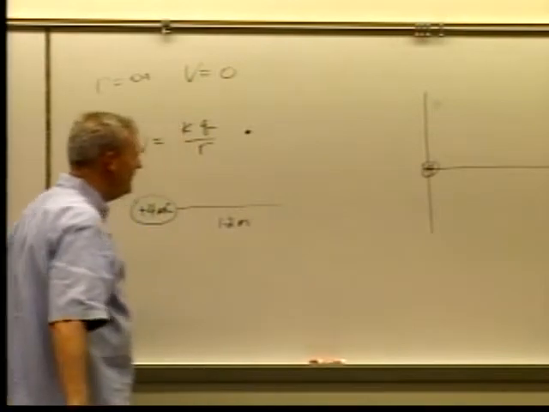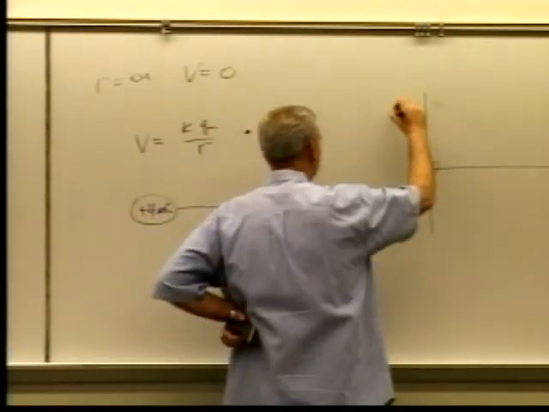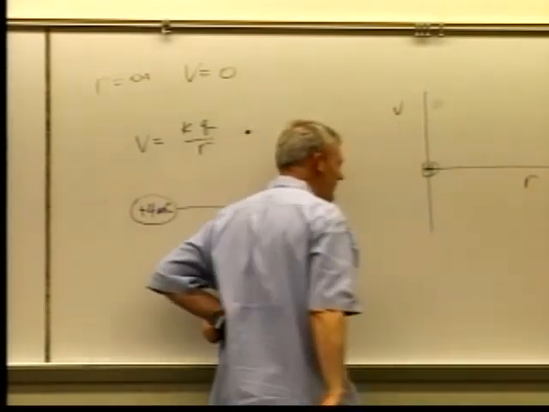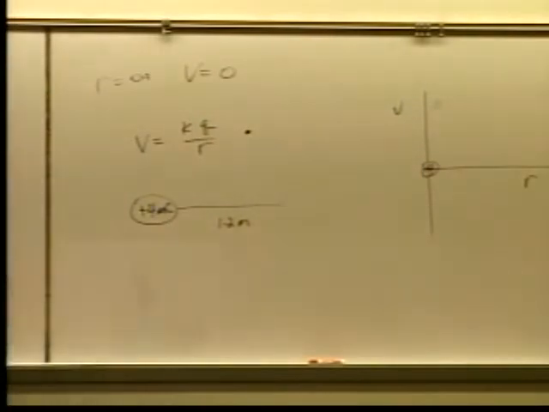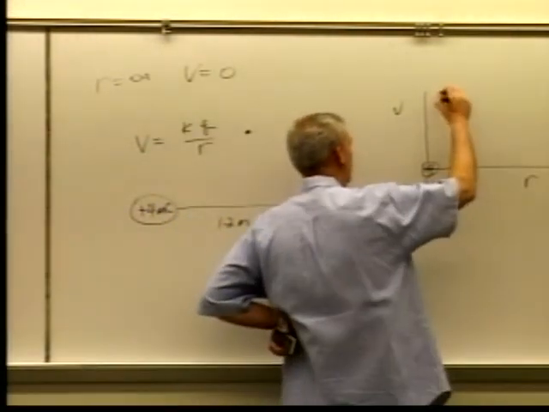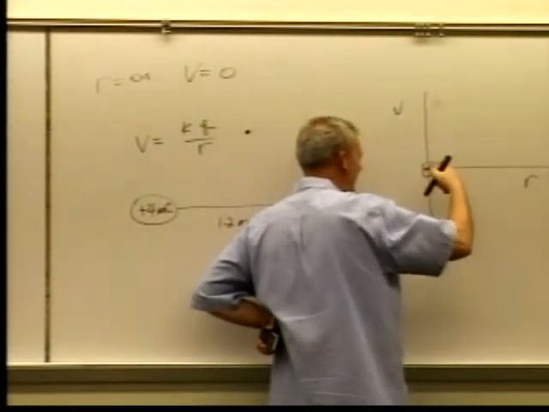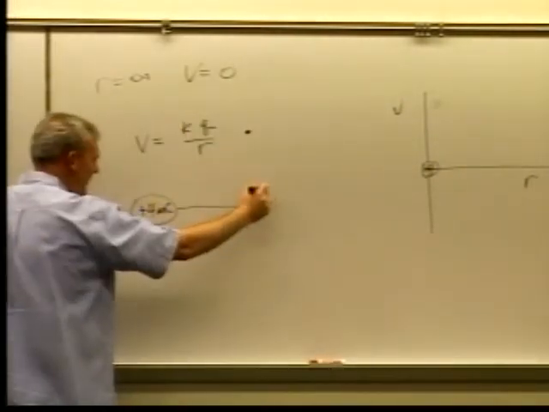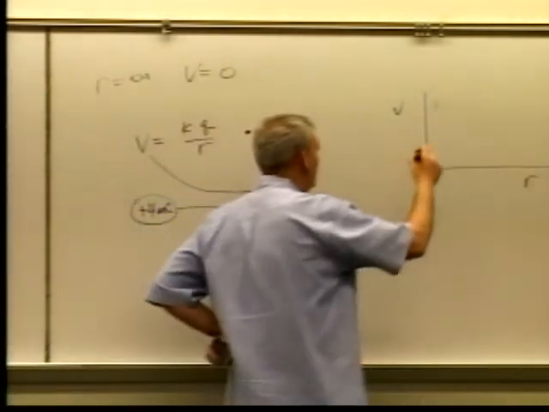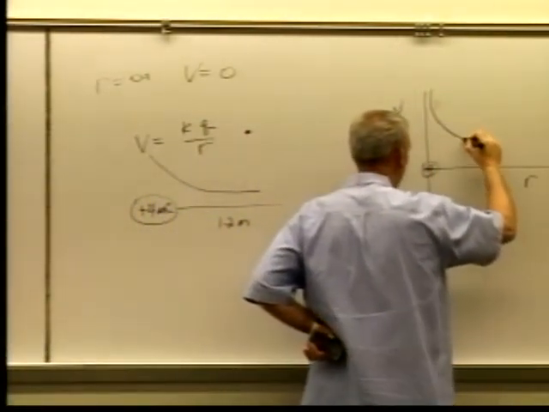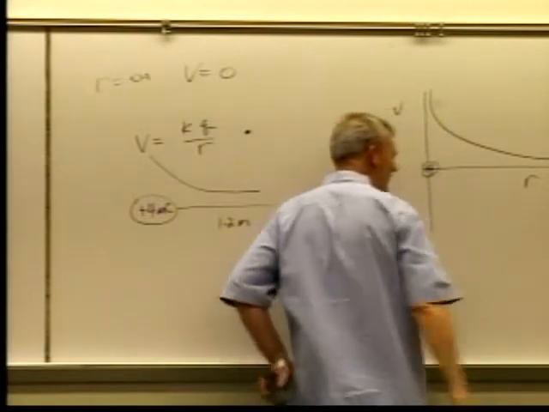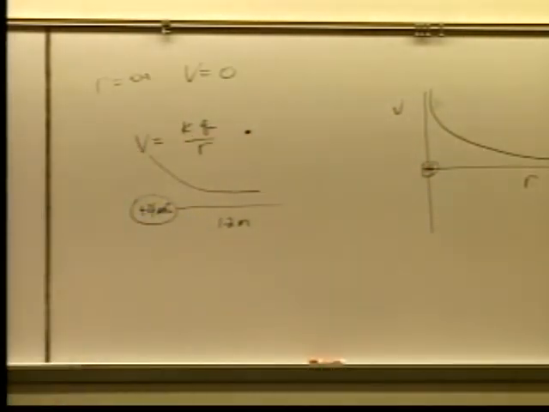I'm going to put my plus 4 charge right there. And here's my voltage. The y-axis is my voltage, and the x-axis is my radius. In other words, as I move in closer, what happens to the voltage? It's going to go up, right? And then as I get further away, it's going to go down, where all the way out at 0, it's going to equal infinity.